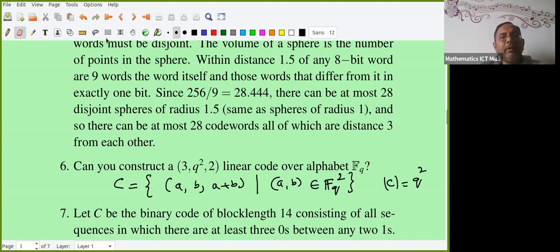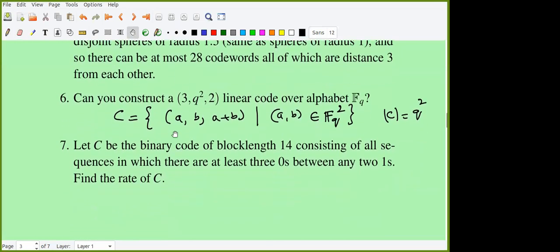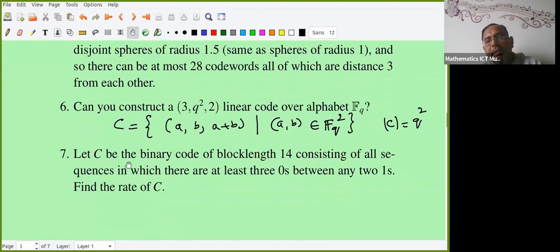Yeah, we are going very slow. Is it okay, Pratik? Are you clear? Yes, sir.